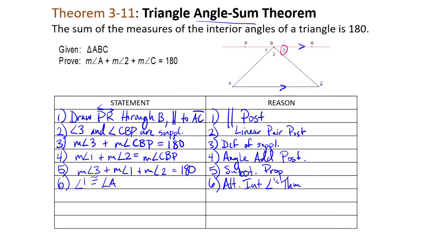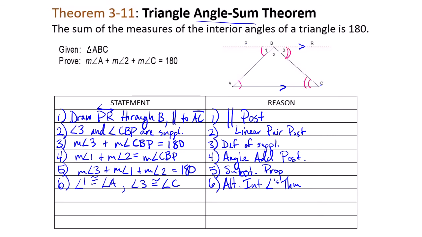Okay, but at the same time, let's do the same thing with angle 3, right? What would be congruent to angle 3? You guessed it. Angle 3 is congruent to angle C, right? Because those are alternate interior. All right, so let me add this information here so we know that this is congruent to this, and we know that this is congruent to this.